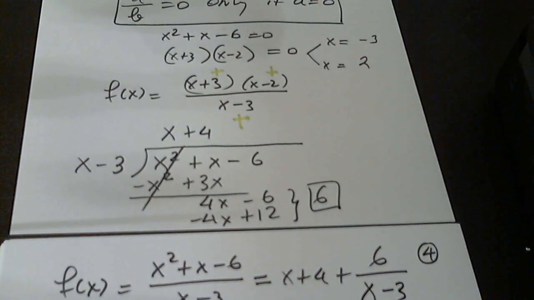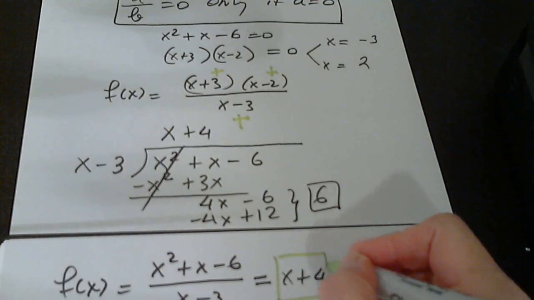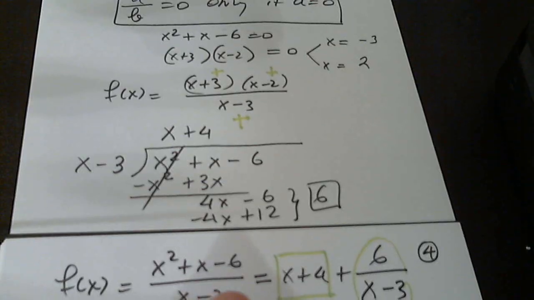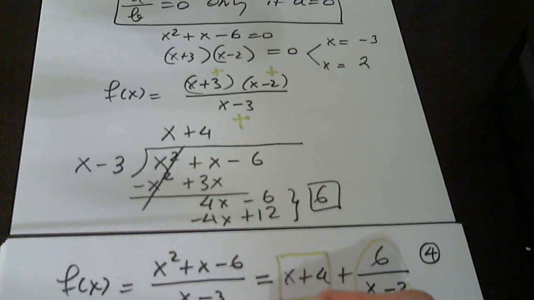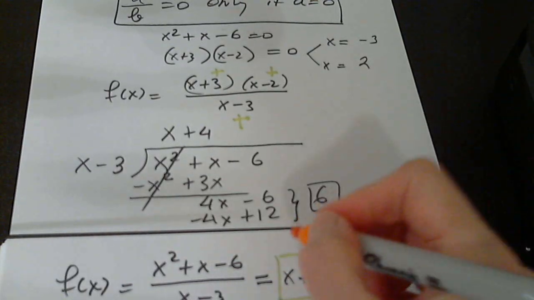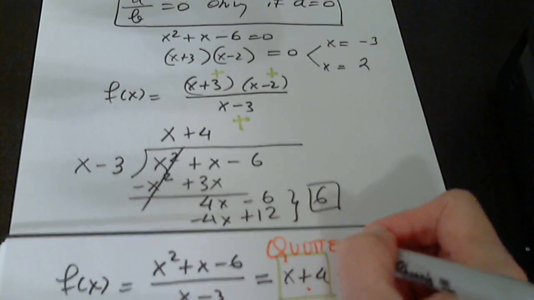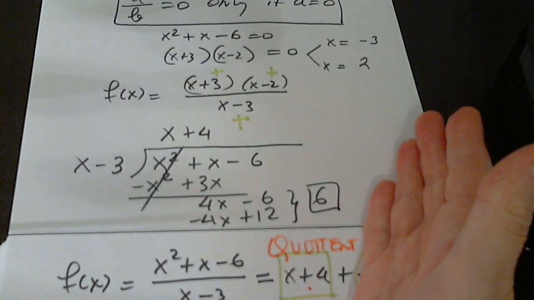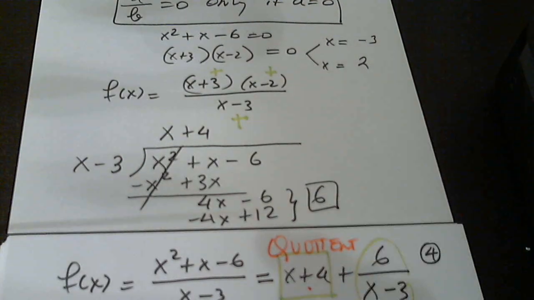Well, this is the slant asymptote, because this at infinity will go to 0. So at infinity, this will go to 0. So this is the slant asymptote. Y equals x plus 4 is the slant asymptote. Just the quotient. Only the quotient. Because this is very small, at infinity, this will disappear. So, the slant asymptote is x plus 4.